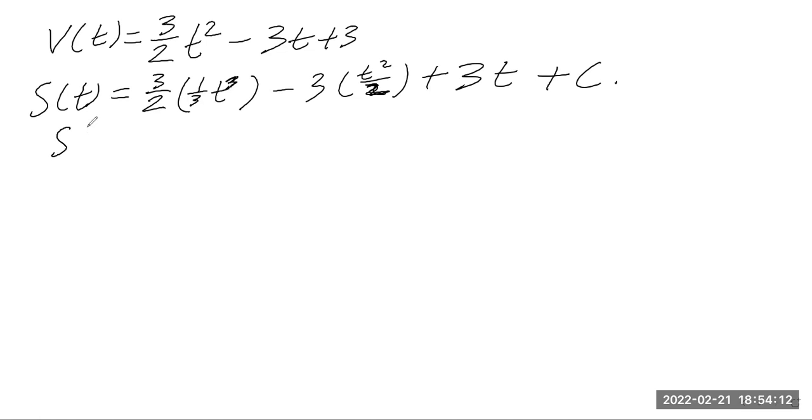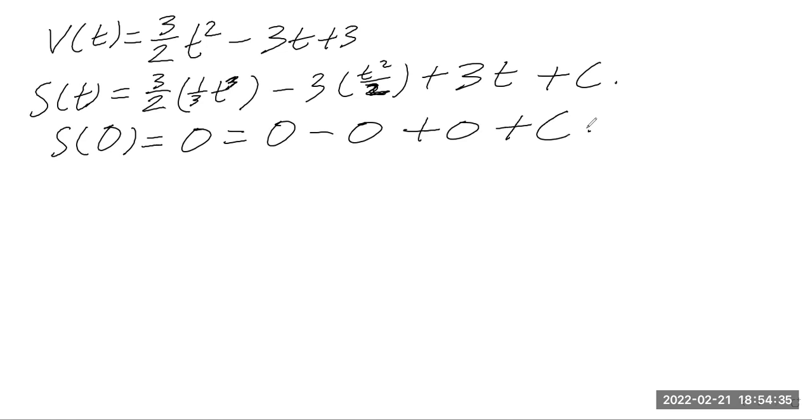Now, just like initial velocity is v at 0, what do you think initial position is? It's s at 0. And I said that s at 0 was 0. Whenever I plug in all these terms, okay, well, the first term vanishes. So does the second, even the third. So in this instance, c is actually equal to 0 identically.